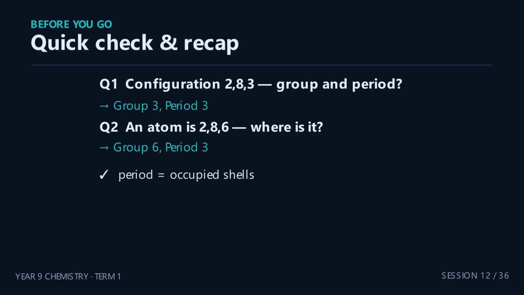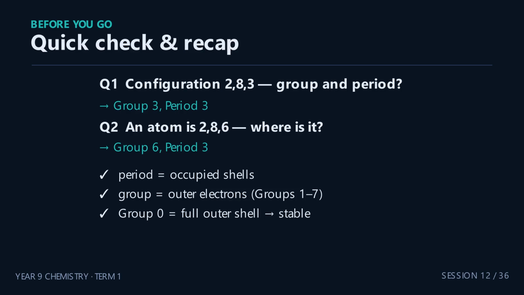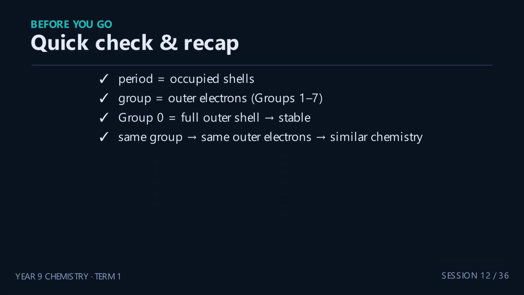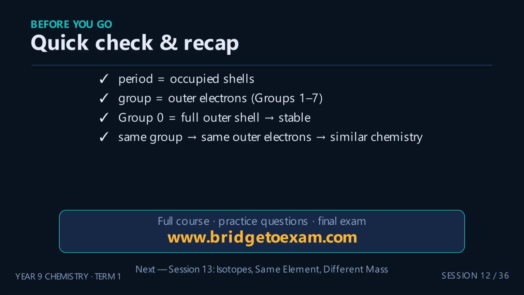Your recap. Period counts occupied shells. Group counts outer electrons for groups 1 to 7. Group 0 means a full outer shell. And same group means same outer electrons, which means similar chemistry. Next week, isotopes and why one element can have different masses.